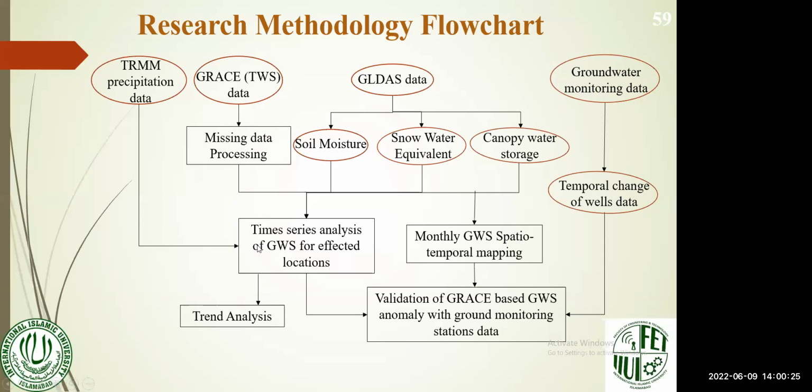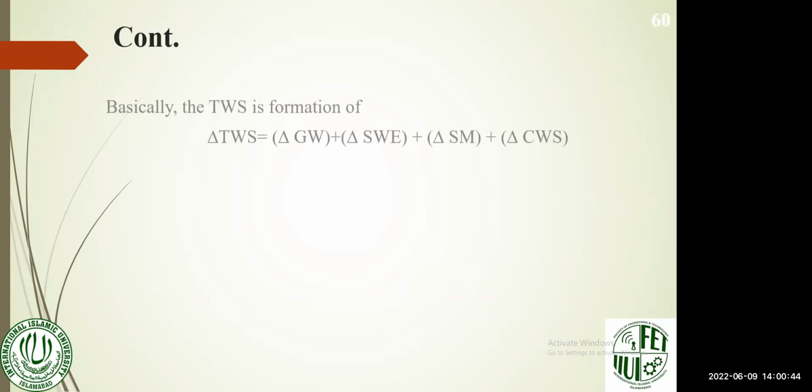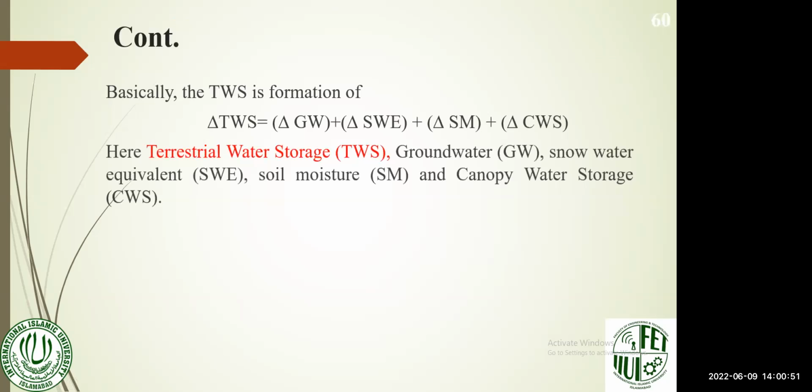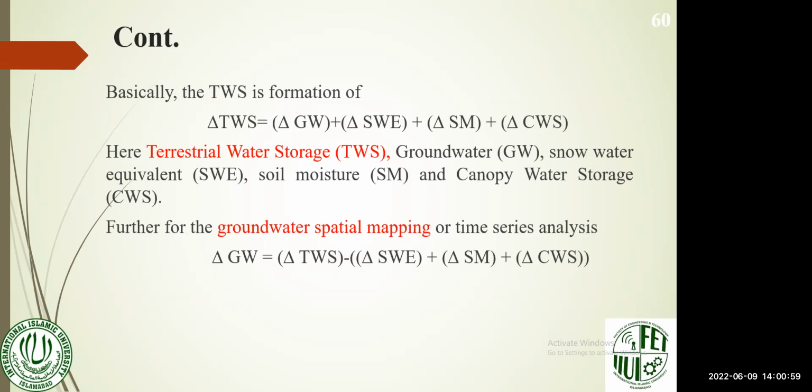And then we have some time series analysis of the GWS, groundwater storage, for the affected area locations, and also the monthly GWS spatial temporal mapping. After all, we have some trend analysis and also the validation of GRACE-based GWS anomaly with the groundwater monitoring stations data. This is basically the GWS delta and how it's working: terrestrial water storage, groundwater, snow water equivalent, soil moisture, and canopy water storage. Now here, we develop the groundwater storage mapping for the time series analysis, using the groundwater storage as terrestrial water storage minus all the other components.